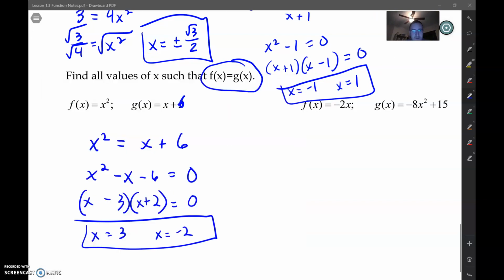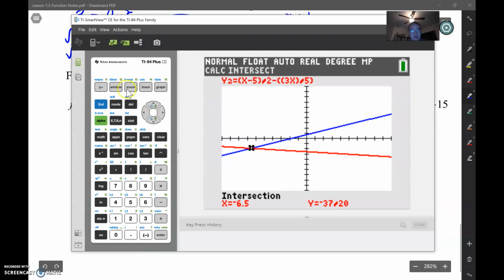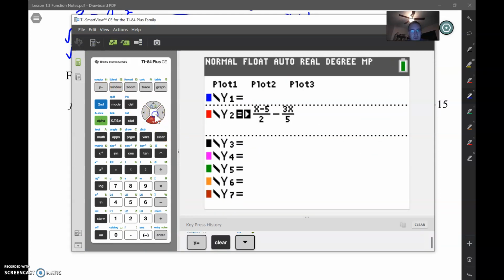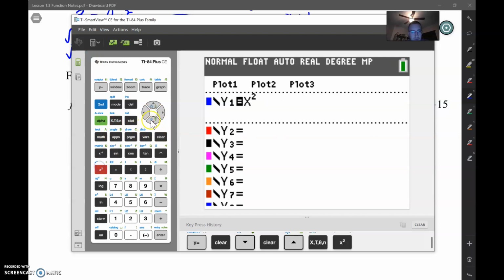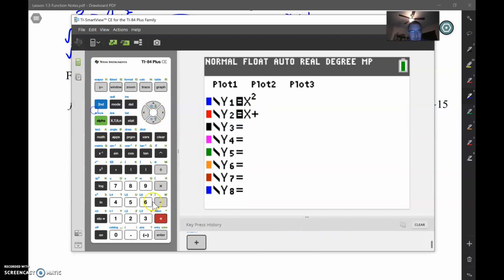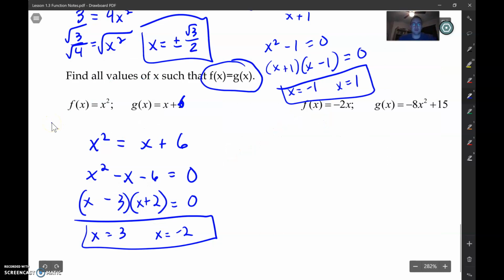You are correct. I'm going to prove it to you really quick because this will be super easy. x squared and x plus 6 have 2 answers. Take a look. If we go to y equals and we do x squared, and then we do x plus 6, they should intersect at 2 spots. Oh, that was fast. Negative 2 and 3. Booyah. Okay, graphical proof. I'm just a beast. So there's our 2 answers.